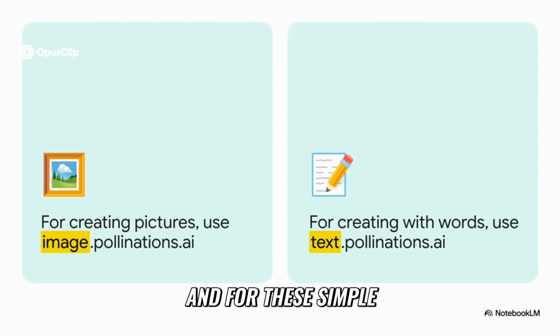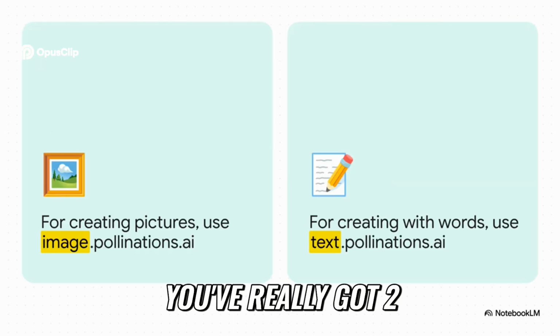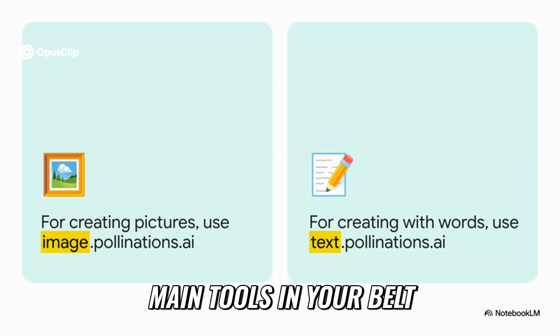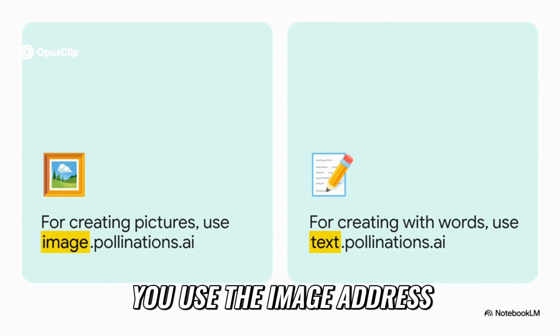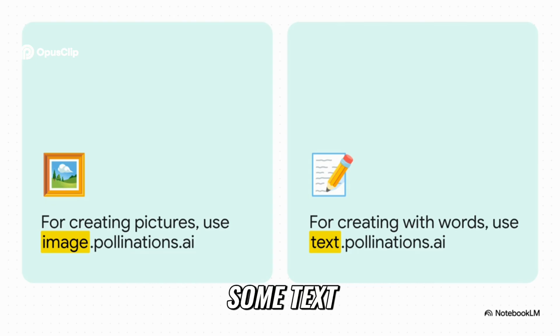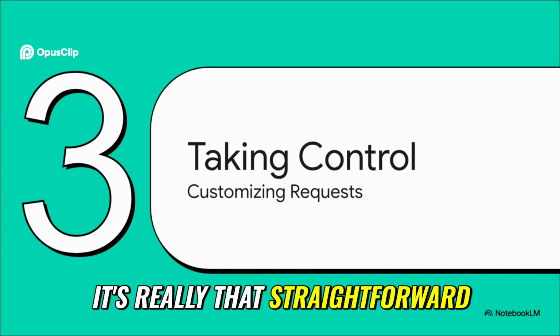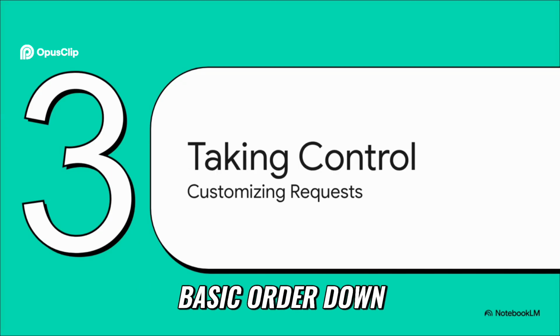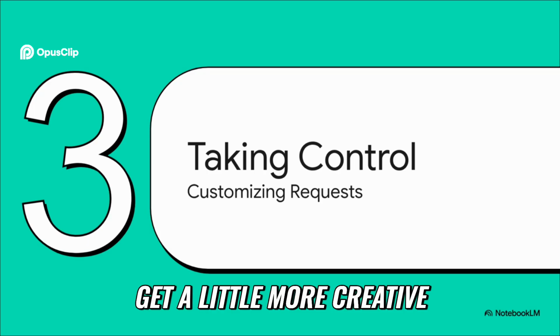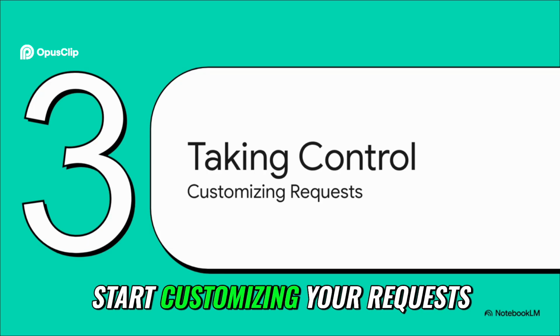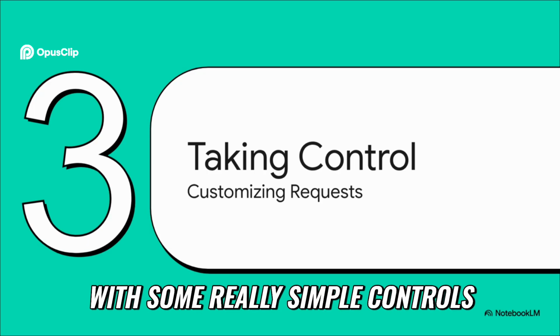That's it. And for these simple kinds of requests, you've really got two main tools in your belt. If you want to create a picture, you use the image address. If you want to generate some text, you use the text address. It's really that straightforward. Okay, so we've got the basic order down. Now it's time to get a little more creative. Let's take a look at how you can start customizing your requests with some really simple controls.